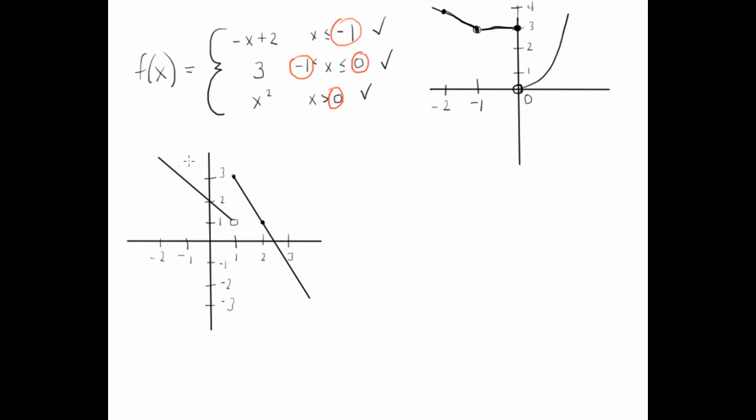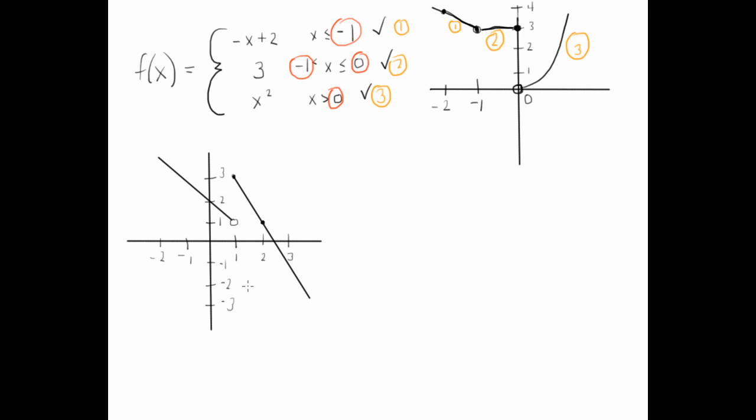So notice that I had 1, 2, 3 pieces. Just if it helps you clarify what's going on here, we've got piece 1, piece 2, piece 3. Those are our three pieces.